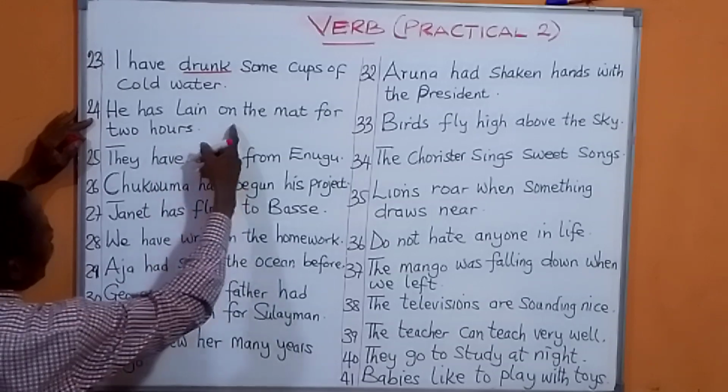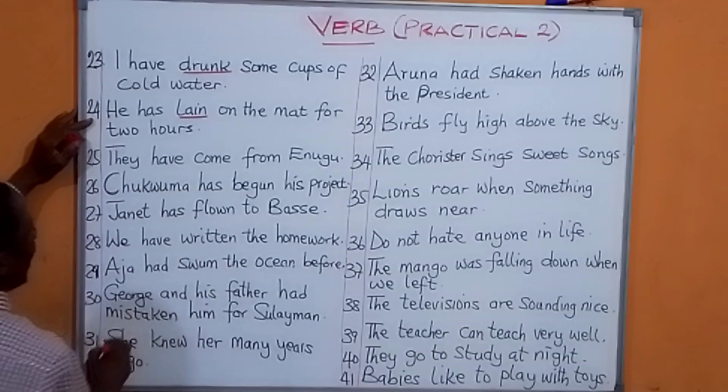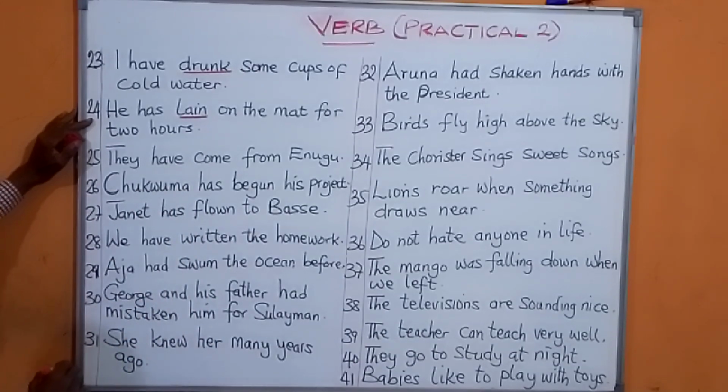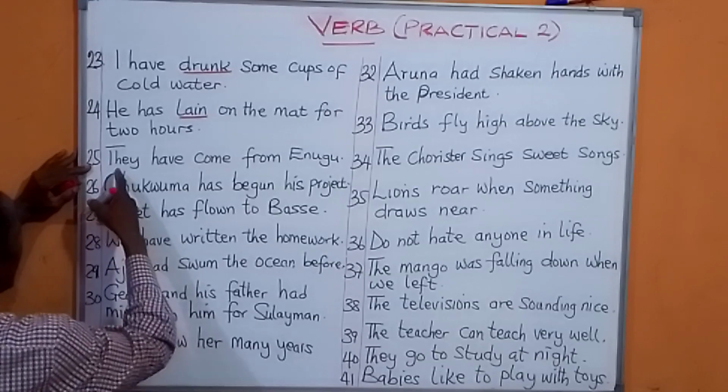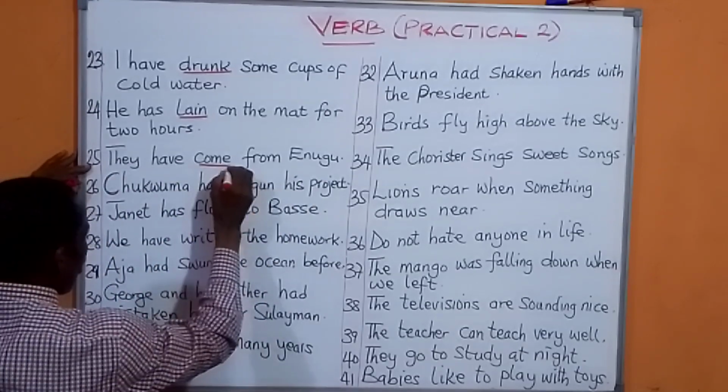He has lain on the mat for 2 hours. What's the verb there? Lain. That's the action word. Lain tells you what is done. The doing word, the action word. They have come from Enugu. What's the verb there? Come.